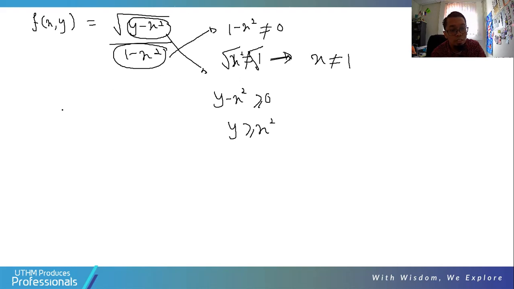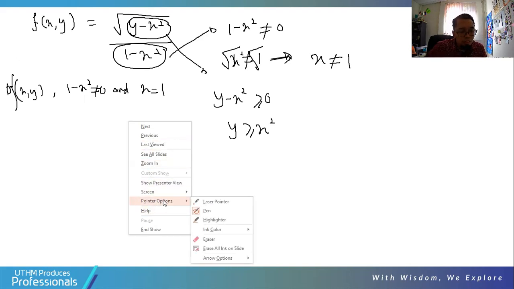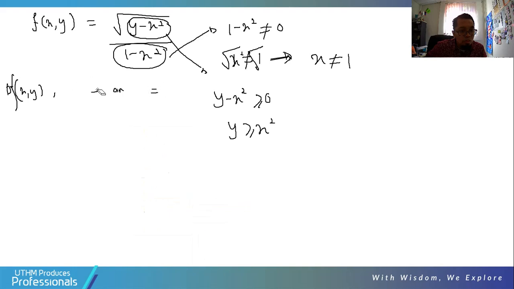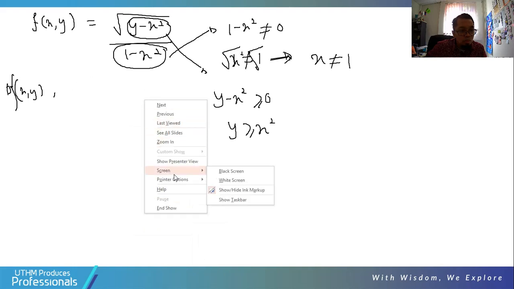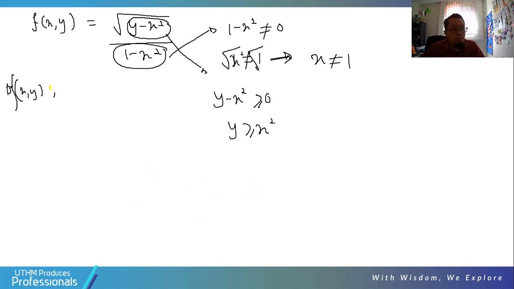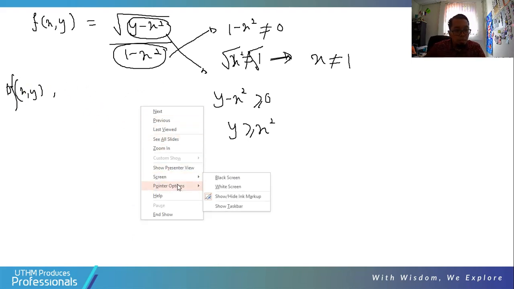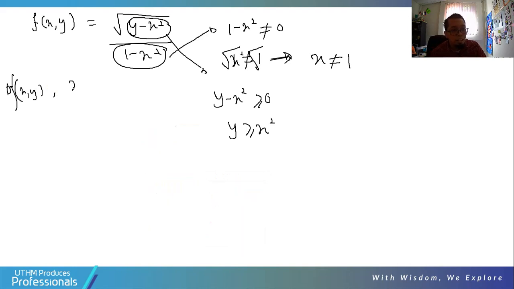Okay, settle. We have the two equation. So your domain is (x, y) where 1 minus x square tak boleh sama dengan kosong, and x tak boleh sama dengan 1. Oh sorry, salah, sorry. Okay, x not equal to 1 and y must be larger than x square. Okay, this is your domain.